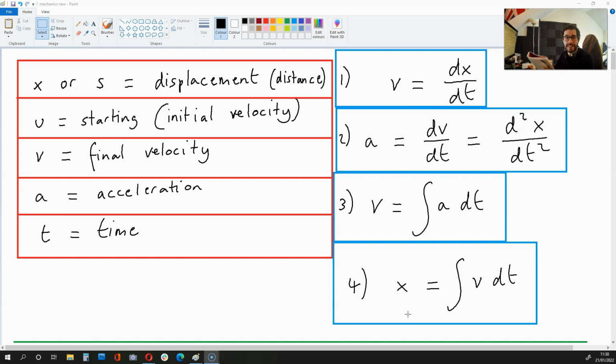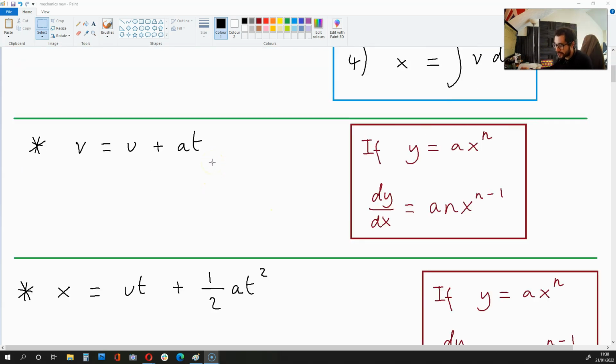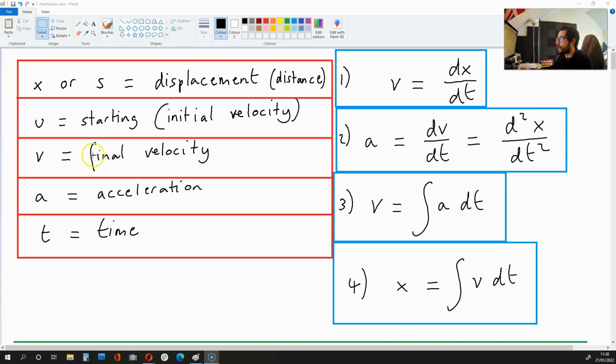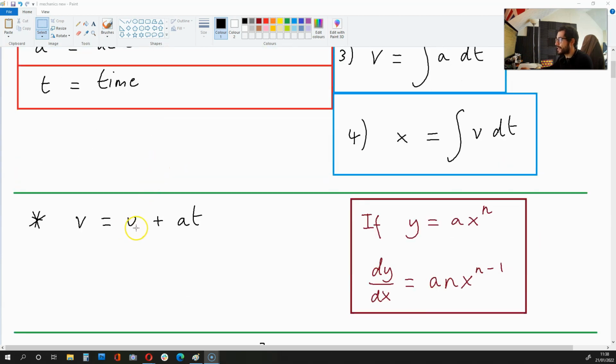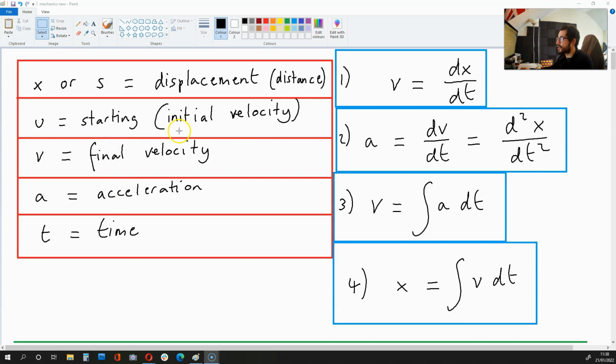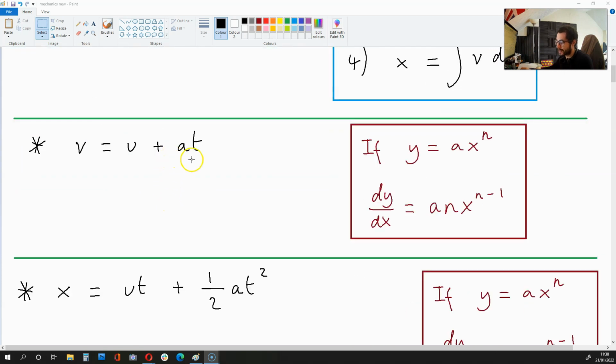But anyway, let's continue. So let's start off by showing that acceleration is the rate of change of velocity with time. As you can recall from my previous video, v, which is final velocity, is equal to u, which is initial velocity, plus acceleration times time. With this, we can show that acceleration is equal to dv over dt.